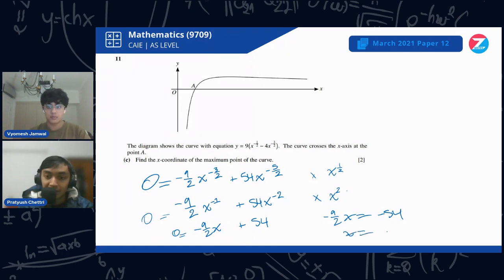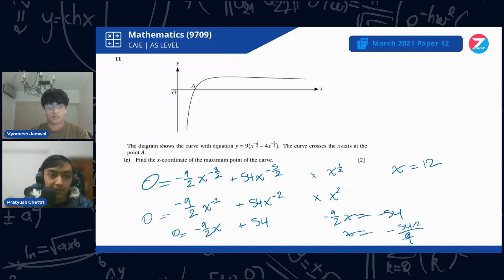X equals minus 54 over 9 times 2. That's a 9, by the way, not a 2. That should give us a nice number. Oh, by 9, by the way. Remember your signs. 54 times 2, over 9. So x is 12.